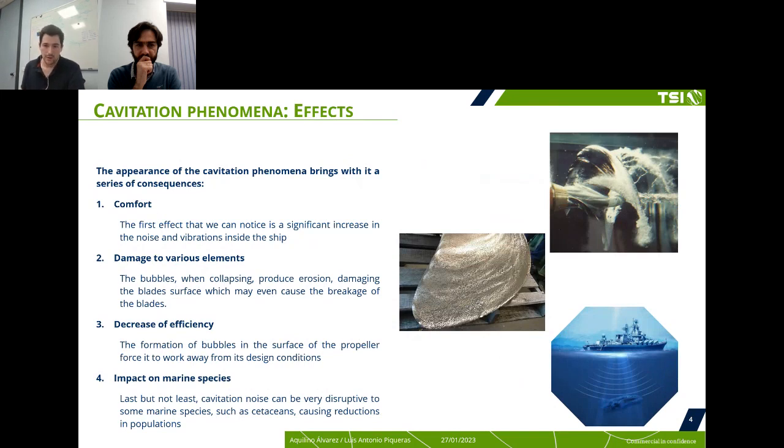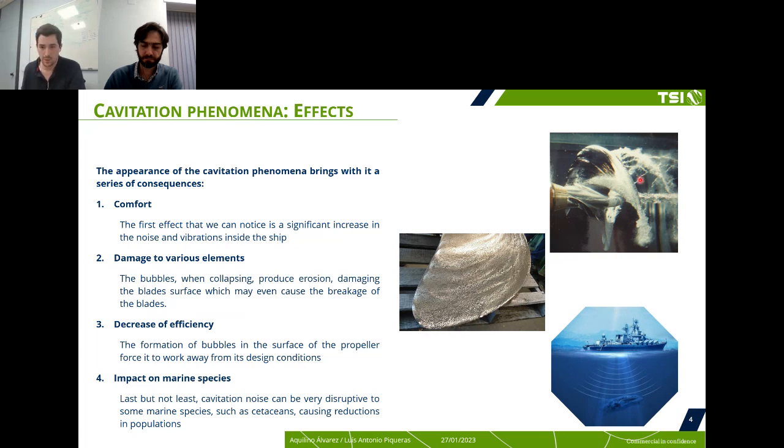Okay, as we have said, the vapor bubbles, when imploding, produce large amounts of noise and vibrations. We have a series of effects on the ship itself and its elements, and on the environment also. Among these effects, we can highlight 4 of them. The first is the noise and vibration going through the hull, decreasing the comfort inside the ship. The second is the extensive damage to various elements, such as the propeller blades, or even the rudder, caused by the erosion produced by the imploding vapor bubbles, as we said before.